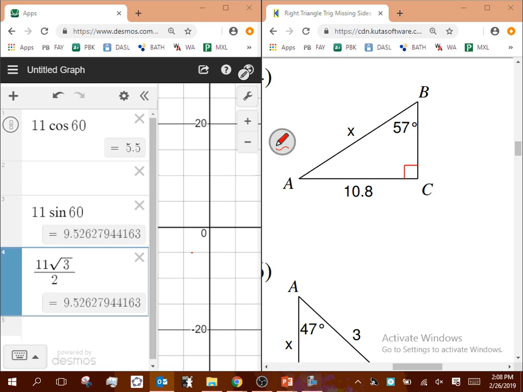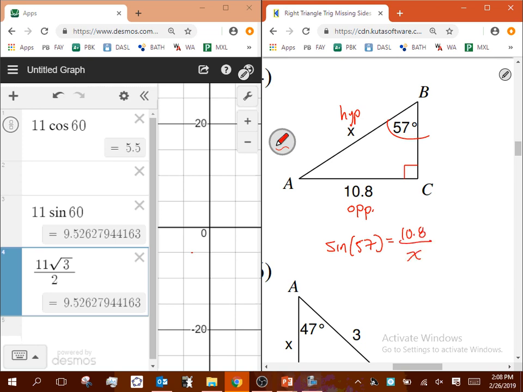All right, so when we set this up, which trig ratio are you going to use? Okay, so we have the opposite side here, and this thing becomes the hypotenuse. We're going to go sine of 57 equals 10.8 over x, right? Did you end up with x equaling 10.8 divided by sine of 57?